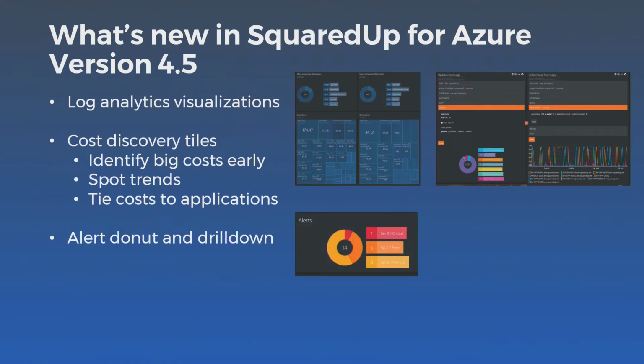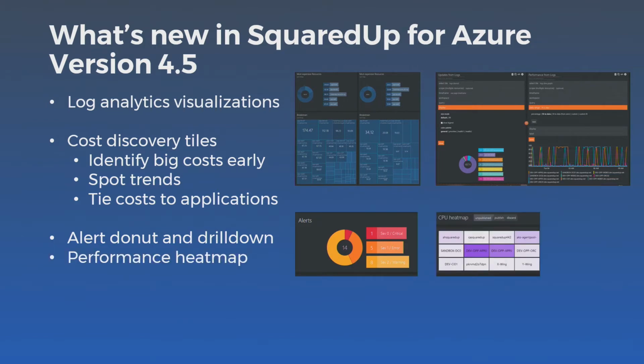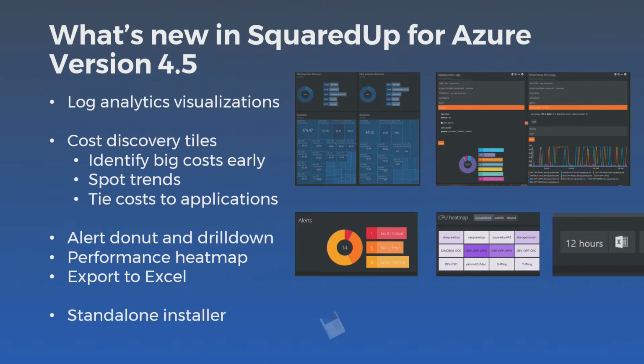And then some features that will be familiar to those of you who use the SCOM product, but that were not in our first release for Azure. So the ability to do donut visualizations of alerts and to drill down on those alerts to see the details, what's causing them to trigger. A performance heat map, so an additional visualization on performance metrics, and the ability to export dashboards to Excel. So already there in the SCOM product, but we've now added them into the Azure product as well.